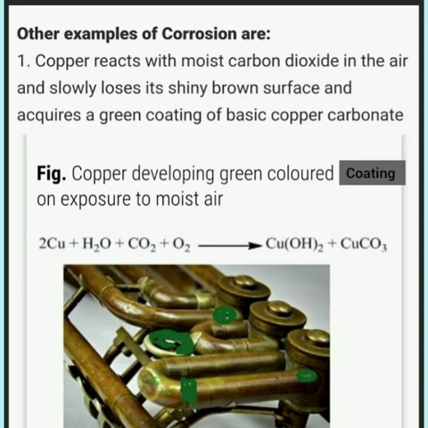Other examples of corrosion: copper reacts with the moist carbon dioxide in the air and slowly loses its shiny brown surface and acquires a green coating of basic copper carbonate. In this figure, you can see copper develops a green coating on exposure to the moist air containing carbon dioxide. The formula of the basic copper carbonate is Cu(OH)2 plus CuCO3.